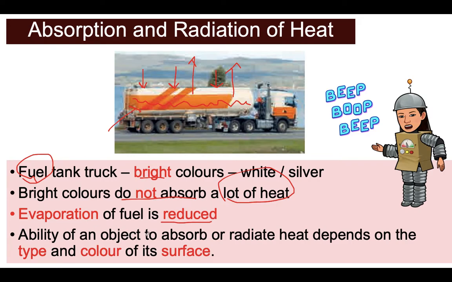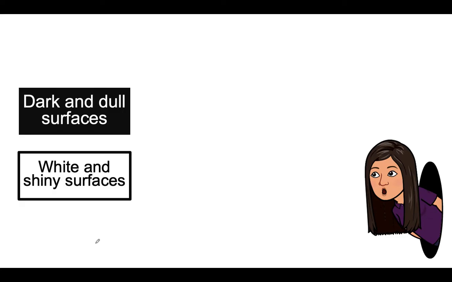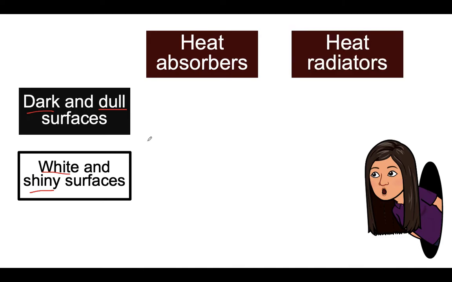So the ability of an object to absorb or radiate heat, radiate heat being another word for emission or emit heat, depends on two things. First, the type of the surface, and the second one is the color of the surface. So these two play a role in absorption or emission of heat. Let's see. We have two types of surface: dark and dull surface, and white and shiny surface. We are going to see which one is a good heat absorber and which one is a good heat radiator.